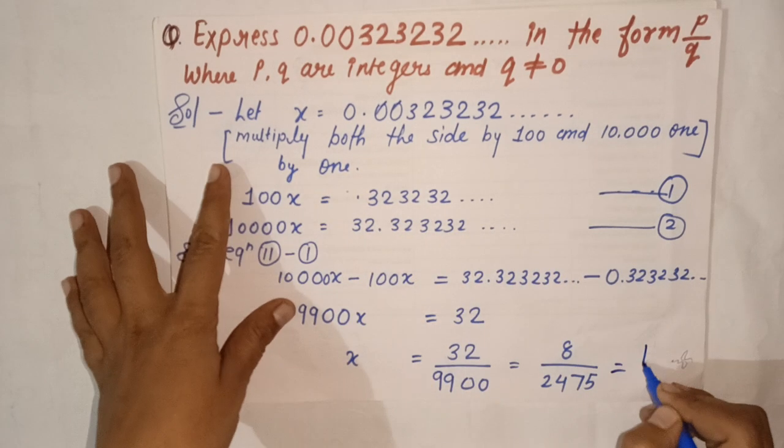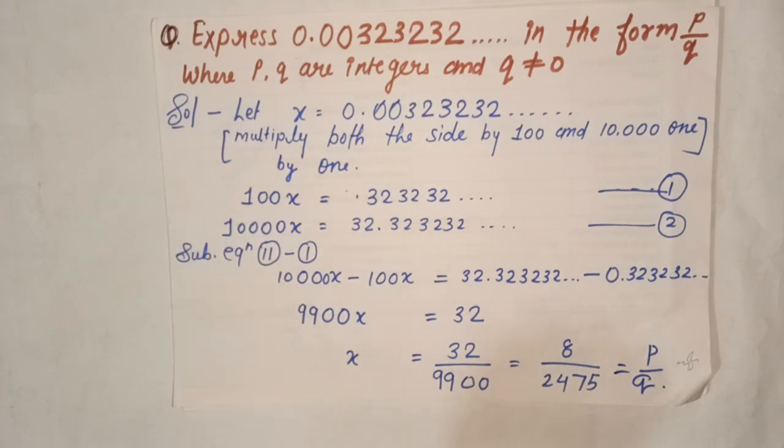Now this number is written in the form of p by q. In this way you can solve this question, and in the next video we will proceed with some more questions. If you have any doubt, you can comment.